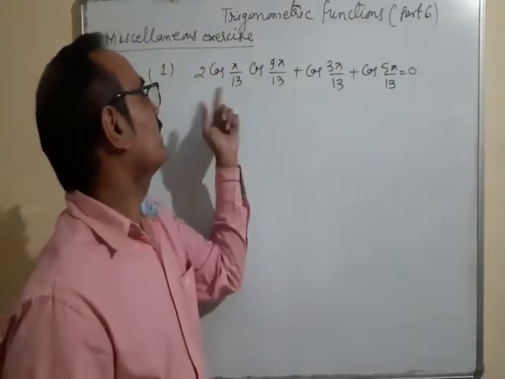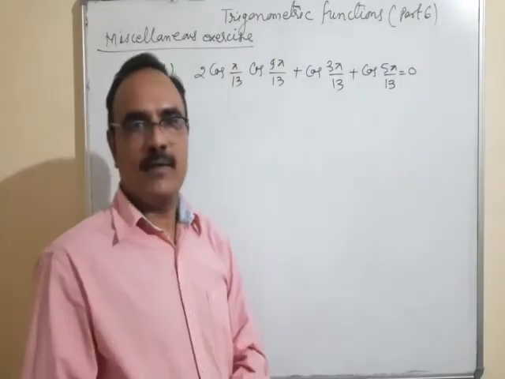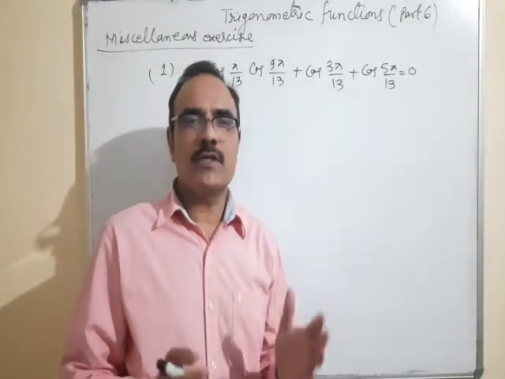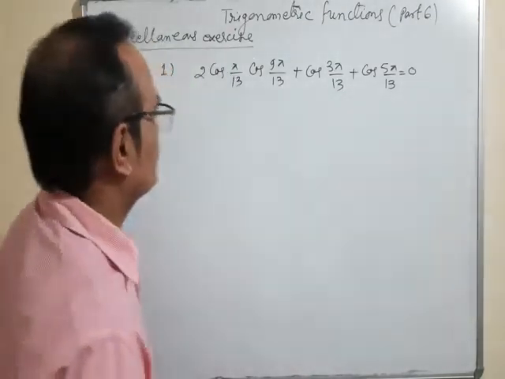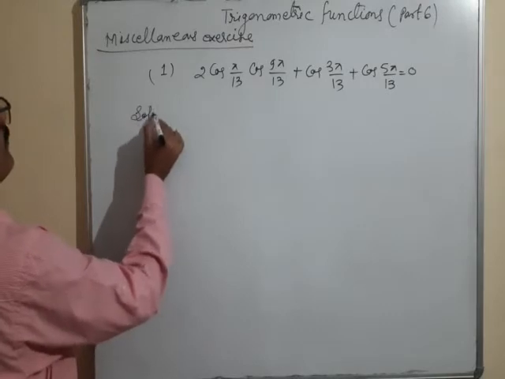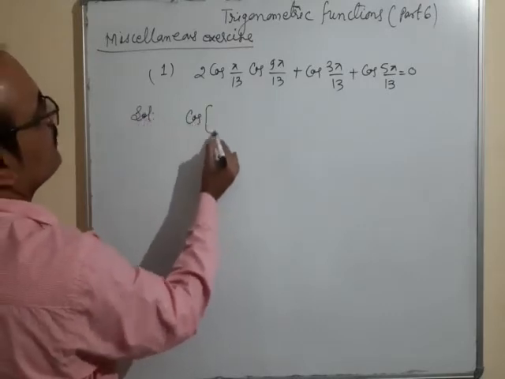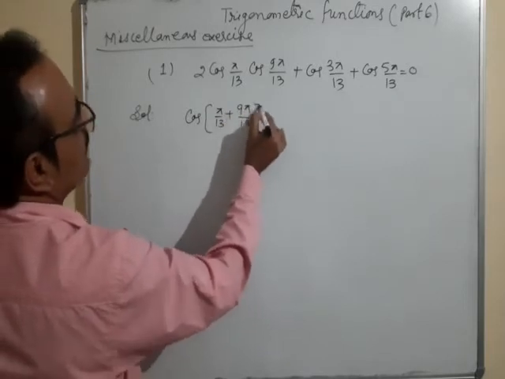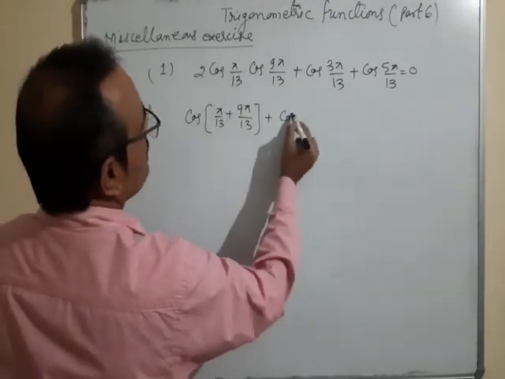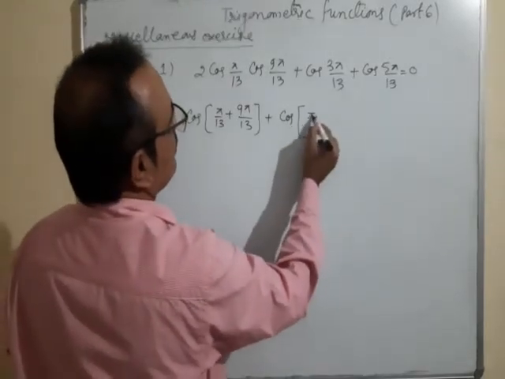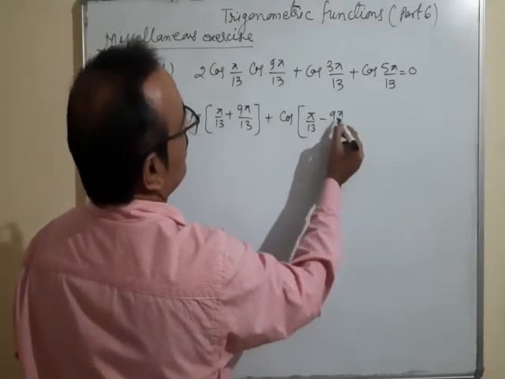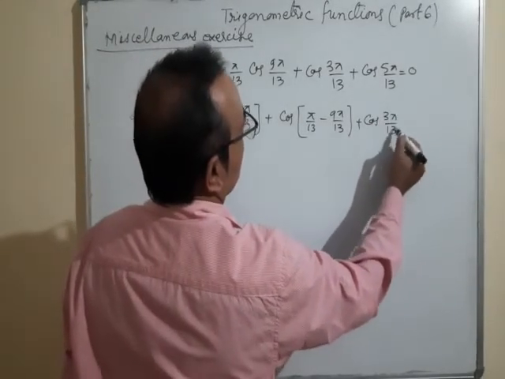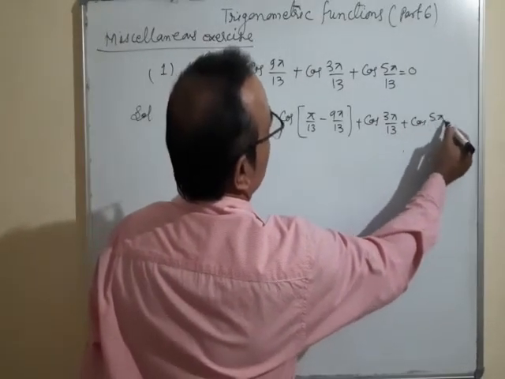There are two terms with a plus sign, they are 2 cos A cos B. There is a formula for 2 cos A cos B. Do you know what the formula is? 2 cos A cos B is cos (A plus B) plus cos (A minus B). Here A plus B is pi by 13 plus 9 pi by 13, and A minus B is pi by 13 minus 9 pi by 13, plus cos 3 pi by 13 plus cos 5 pi by 13.